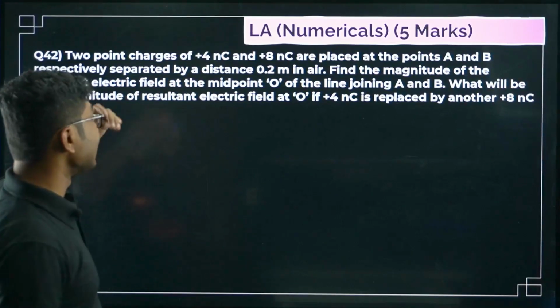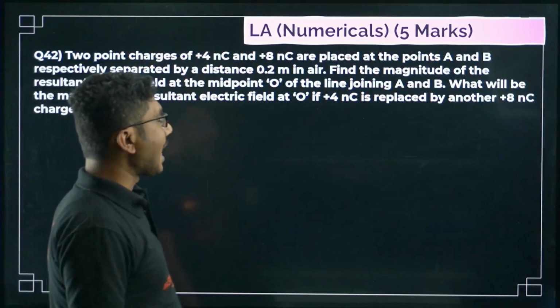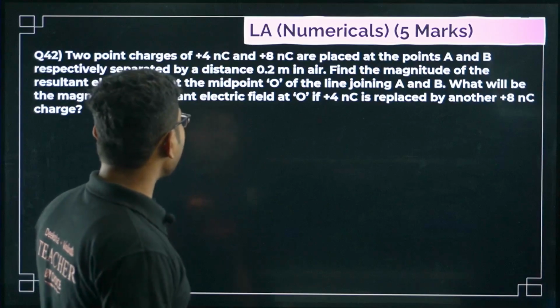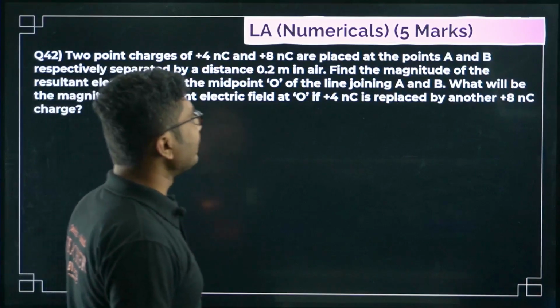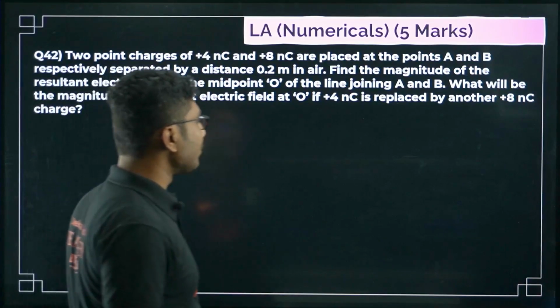Two point charges, plus 4 nanocoulomb and plus 8 nanocoulomb, are placed at the points A and B respectively, separated by a distance of 0.2 meter in air. Find the magnitude of the resultant electric field at the midpoint O of the line joining A and B.